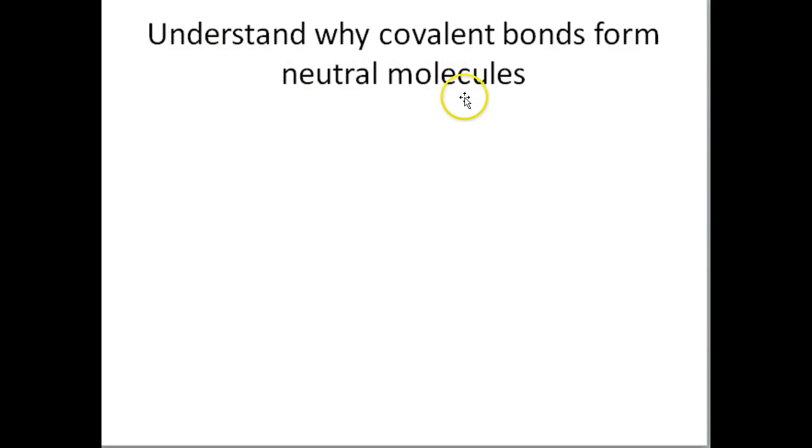Talked a little bit about why the covalent bond formed the neutral molecules. The basics is that the number of protons is the same as your number of electrons. All right, I gave you the example of methane, CH4.